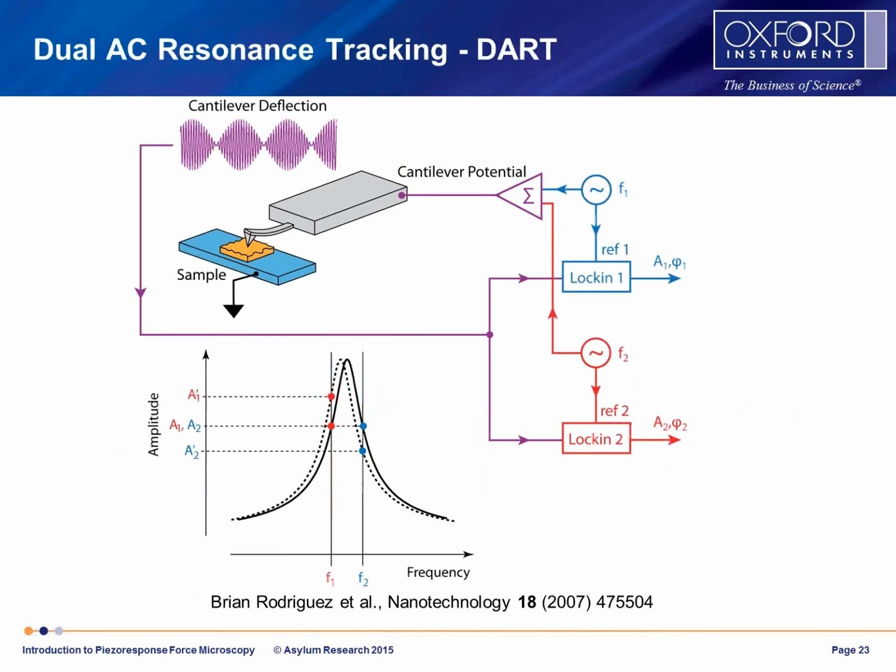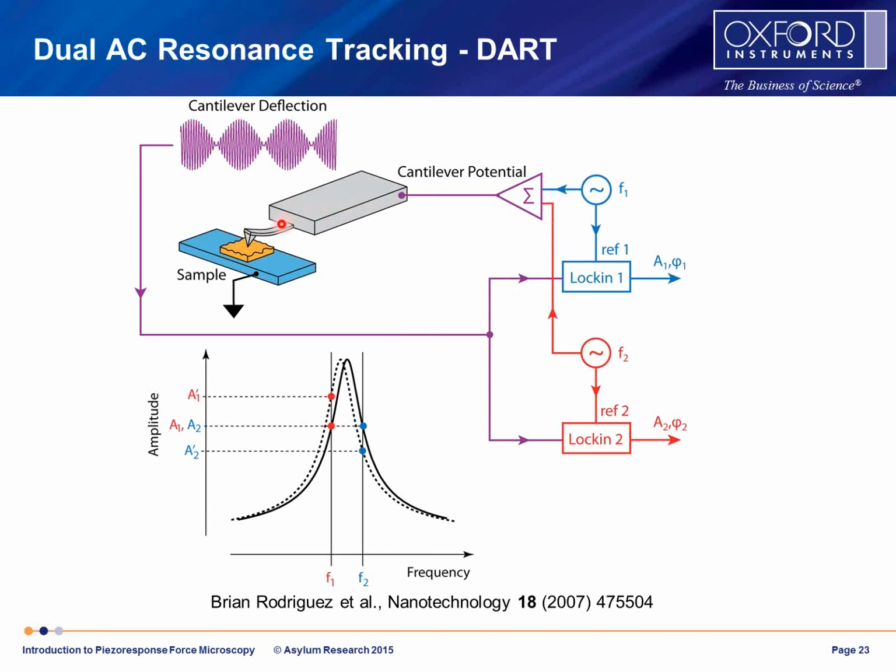So DART, dual AC resonance tracking, the idea is as follows. What we do is we take, just like with conventional PFM, we're exciting the cantilever with a voltage potential that is a sum of a sinusoid at one frequency and a sinusoid at another frequency. Conventional PFM, I should say, just has one frequency there.